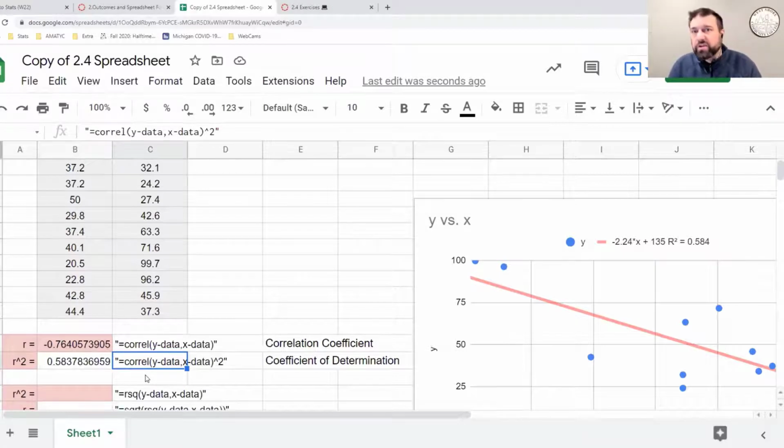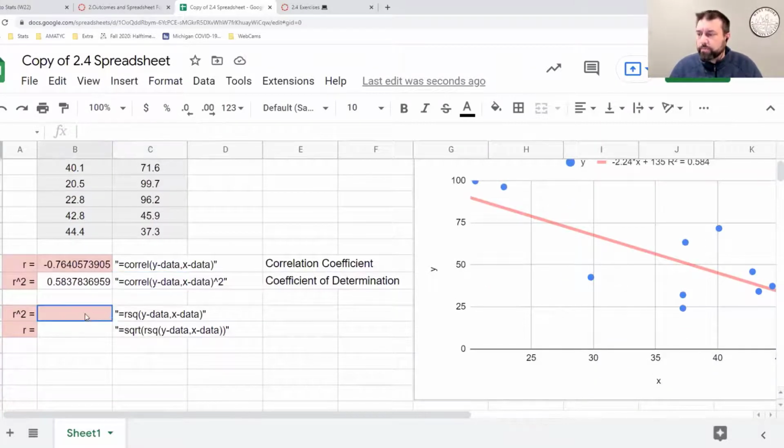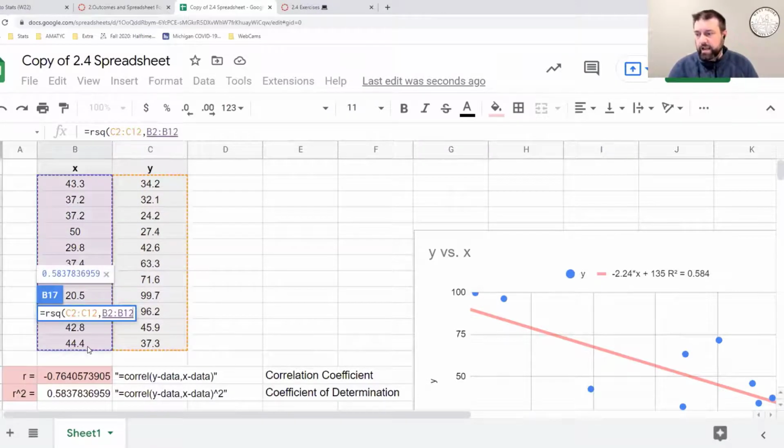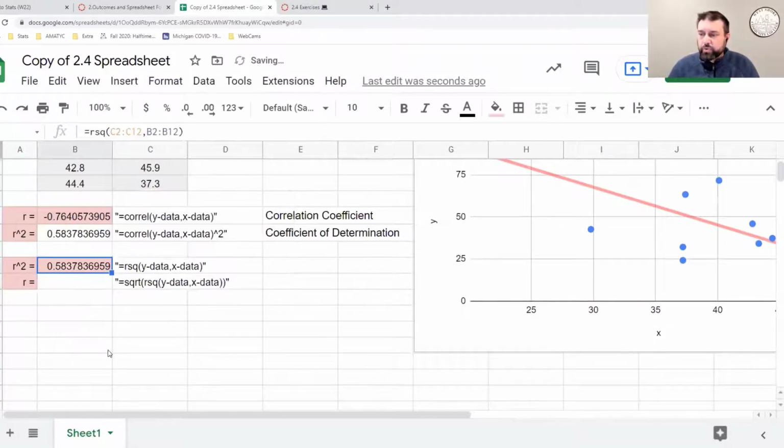And remember, we're recording this, so if you want to go back and see what key he hit and how he did that, you can go back and watch the recording. Okay, let's do R squared. In this case, we're going to say equals RSQ, the formula for R squared, parenthesis, highlight the Y data, comma, highlight the X data. Hit enter, and there's the value of R squared. Notice it's the same value that we had when we calculated it indirectly by squaring R.